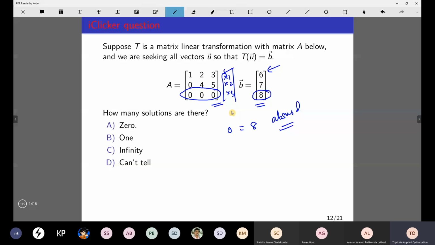Yeah, so I have no possibility to satisfy this. If there was something non-zero here, then I had some chance that I can choose some x and then make it equal to 8, right?